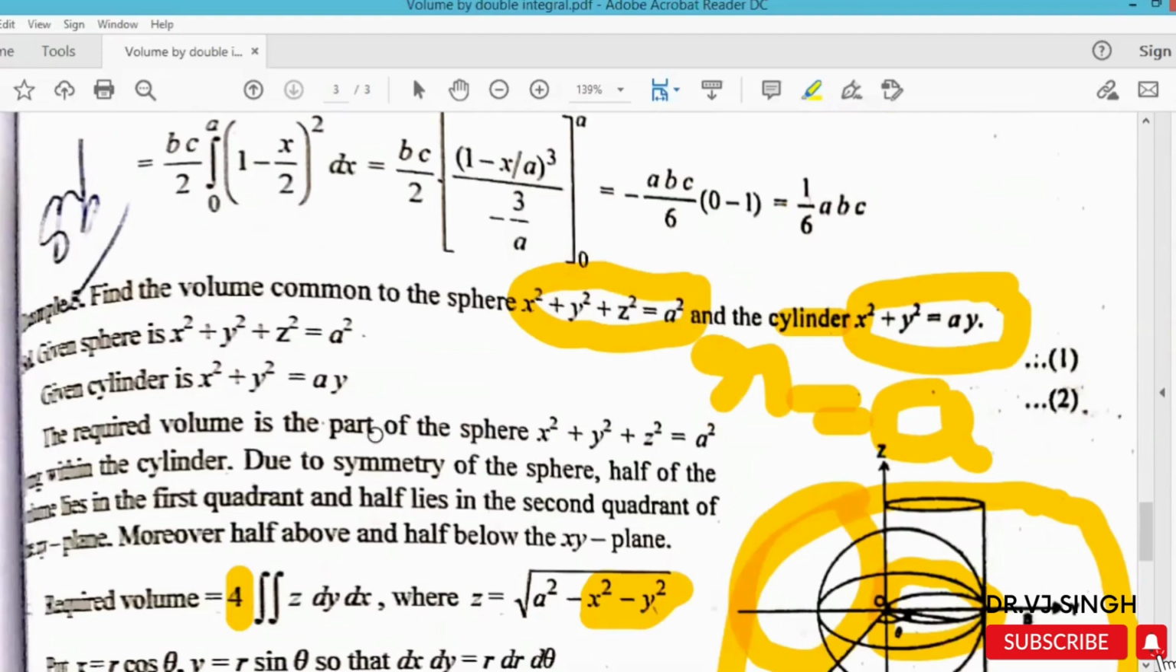The required volume is part of the sphere within the cylinder. Due to symmetry of the sphere, half of the lines are in the first quadrant and half in the second quadrant in the xy plane only. It means it covers the portion of 4 octants only, not all the octants. Okay? So that's why.